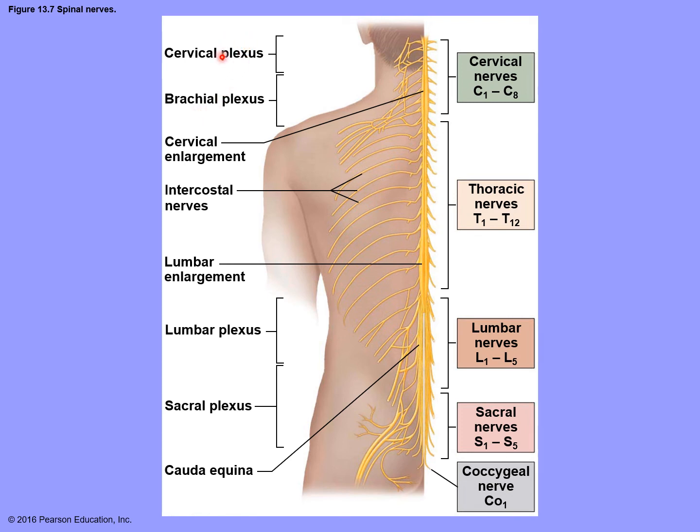Plexus just refers to a network. So where you have this grouping, instead of the fiber nerve coming out just one at a time, innervating where it needs to go, notice how it kind of forms this network. Almost like a little spider web, if you will. That's what a plexus is.